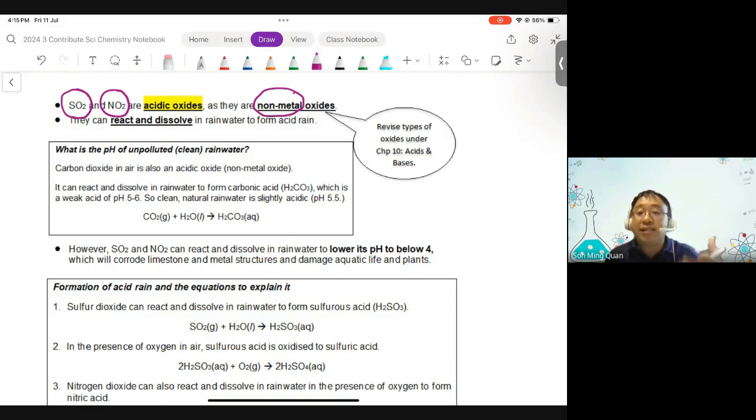If they are acidic, it means that they dissolve in water to form acidic solutions. In this case, they dissolve in rainwater, and this forms acid rain. Now, acid rain is very, very strongly acidic. Typically, acid rain has a pH below 4. That's really low. Normal unpolluted rainwater is about pH 5.5 to 6. So you can imagine the pH levels are very different. In acid rain, you're talking about a pH that's less than 4. It's a lot more acidic. And because it's a lot more acidic, it will corrode limestone, which is made of calcium carbonate, and metal structures.